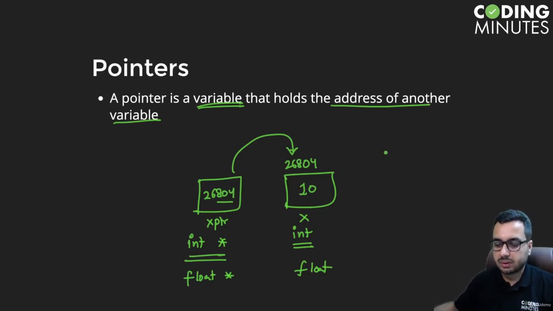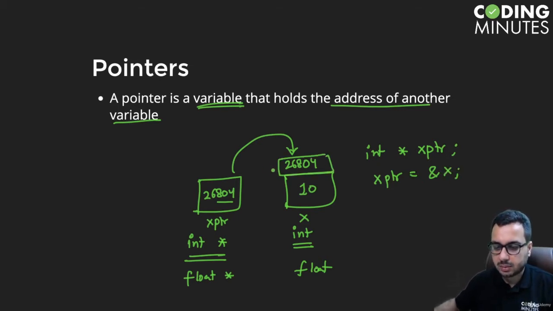It's very simple. We have to create an xptr. So let us define an xptr: int star xptr, and it should contain some value. Either we can write it like this: xptr should contain the value &x. That means it should contain this value, which is nothing but the address of this particular bucket.